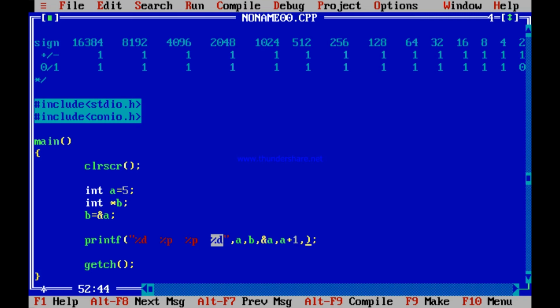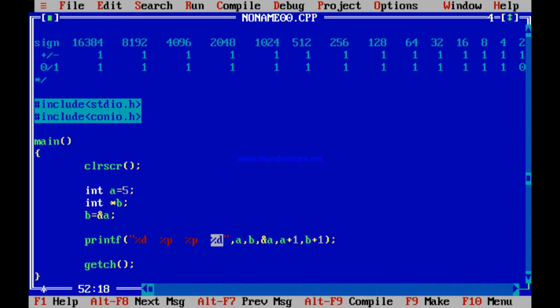Now question is, can you print B plus 1? Can you print B plus 1, what is B? B is the address of A. Address of A means something like FFF4. If you print B plus 1, then FFF5 should be printed. Is it so? See, I am asking you, please try to answer yourself.